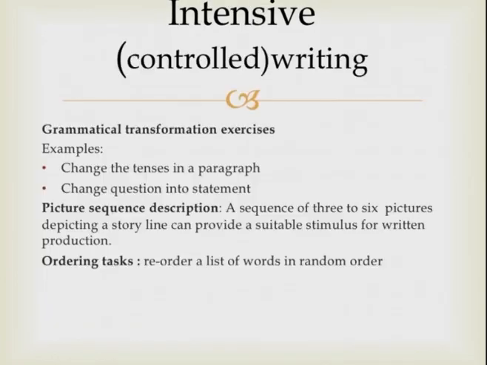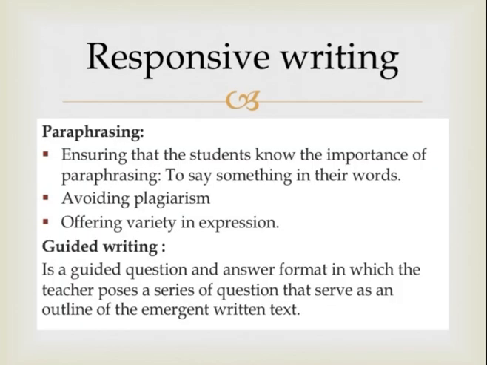Intensive control writing. Grammatical transformation exercises. For example, change the tenses in a paragraph. Change a question into a statement. Picture sequence description. A sequence of 3 to 6 pictures depicting a storyline can provide a suitable stimulus for written production. Ordering tasks. Reorder a list of words in random order. Responsive writing.